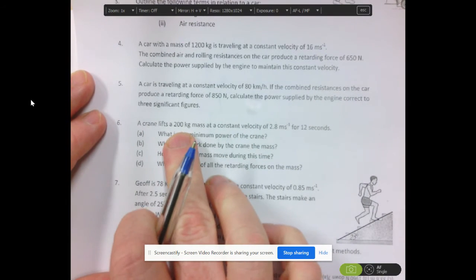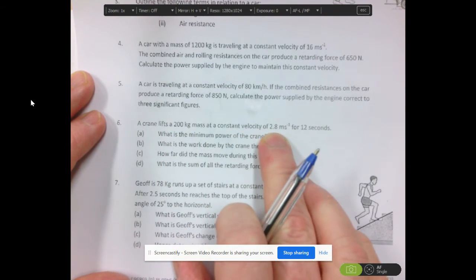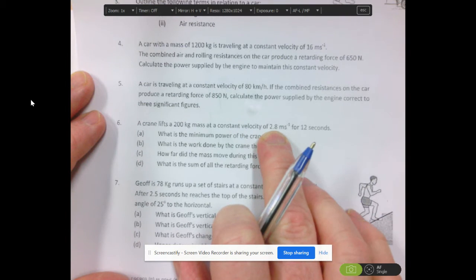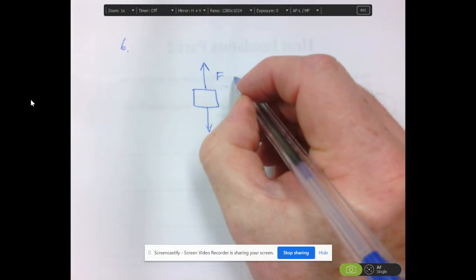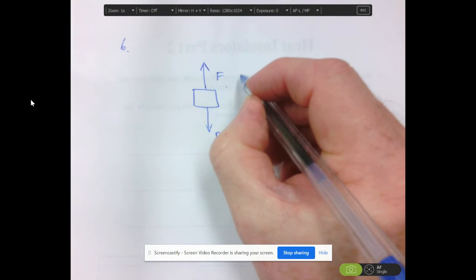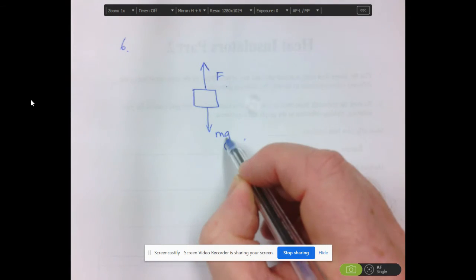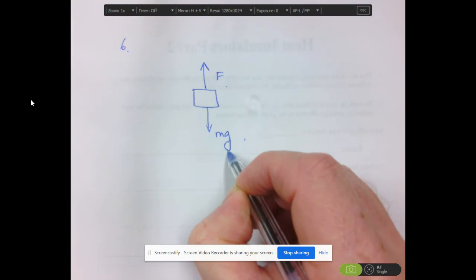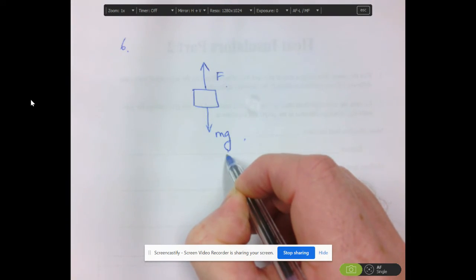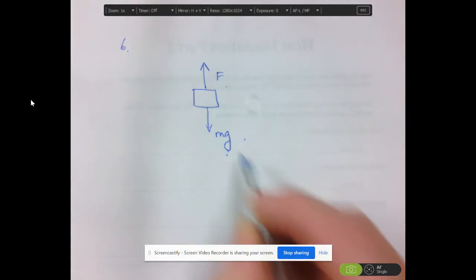A crane is lifting a 200 kilogram mass at a constant velocity of 2.8 meters per second, and it's happening for 12 seconds. So we know that this lifting force must be equal, if it's a constant velocity, to the retarding force. In this case, the retarding force, the force that's pulling against the actual driving force, if you want to call it that, the lifting force, would be weight.